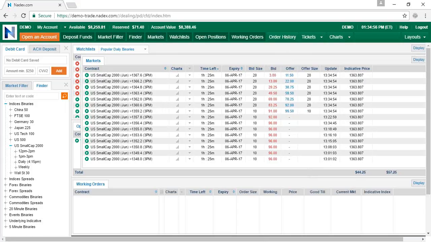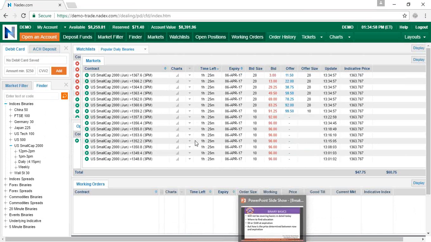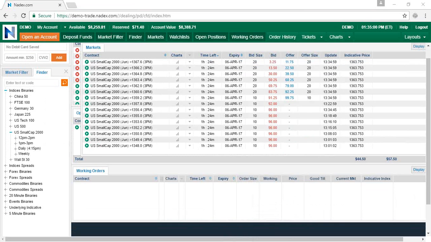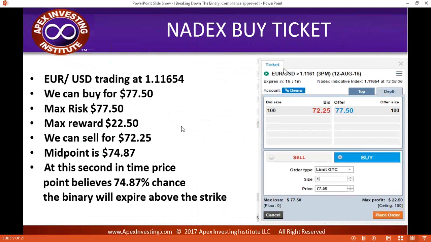How that works? And you've probably heard me talk about this before, but something you have to understand is when you look at a Nadex ticket here. In this example right here, the euro dollar is trading at 1.1165. Well, the strike price is 1.1161. So you're saying that the euro dollar will expire above 1.1161. Well, it's already at 1.1165. So it's already above. It's already in the money.